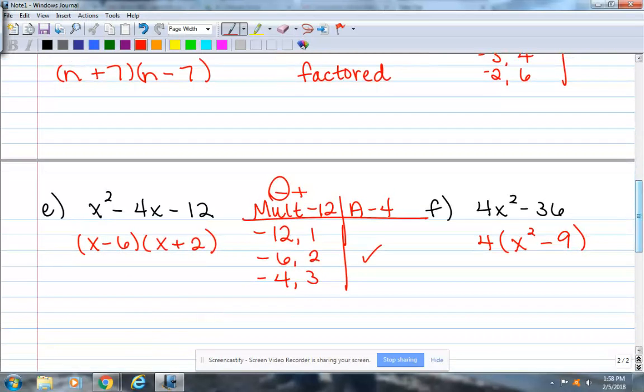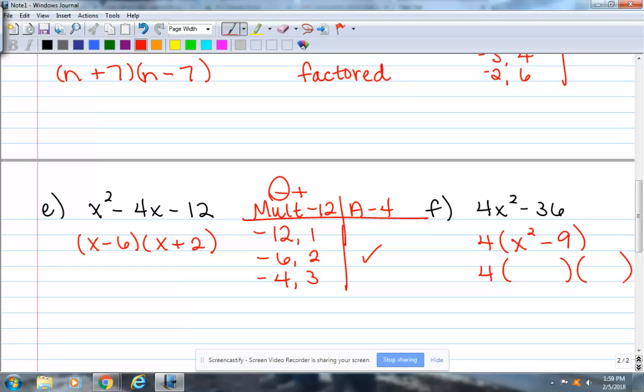Make sure everything is factored completely. Now, how many terms are in here? 2. So I need to check to see if it's a what? Difference of squares. So is this a perfect square? X squared? Yes, because x squared is x squared, right? And 9 is 3 squared, right? Now you can do what I showed you a while ago, or you can do it this way and just do it in your head.